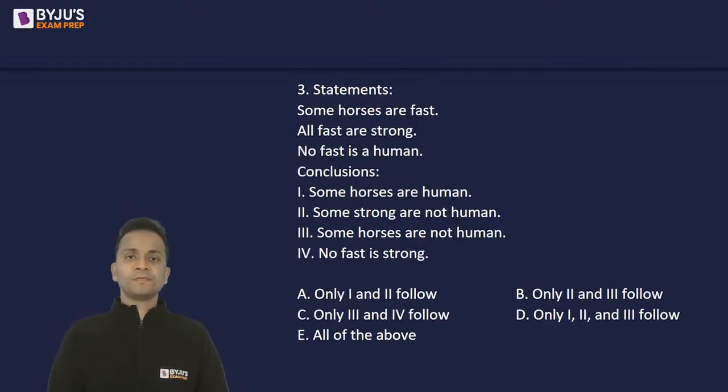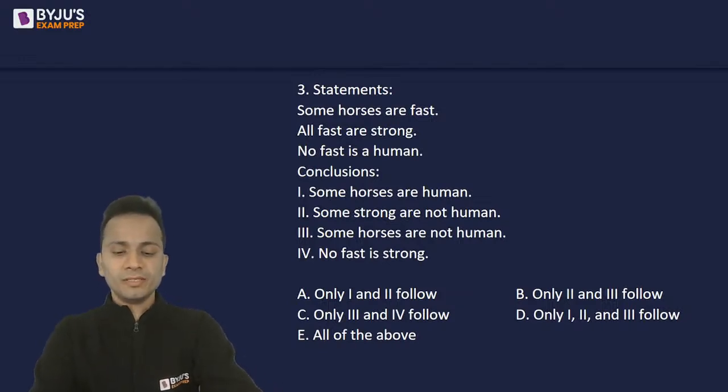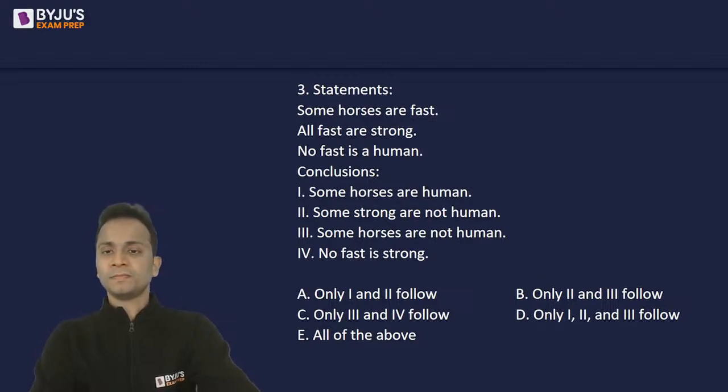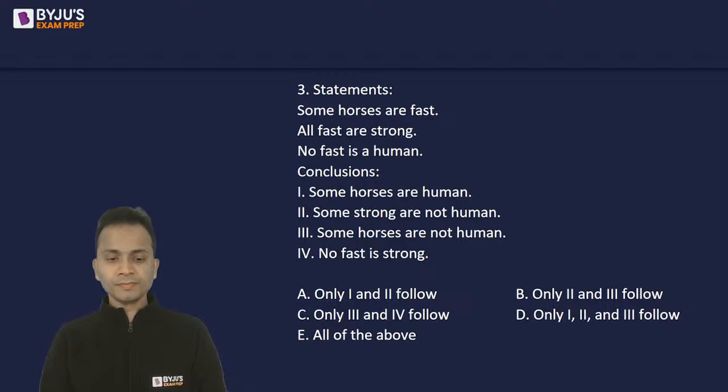Question number 3 in front of you. Let's see who will be the first person this time to give a correct answer. Some horses are fast, all fast are strong, and no fast is a human. Now there are 4 conclusions in front of you. You'll have to determine which of these 4 conclusions follow using the given statements. Okay, once again, Aditya.